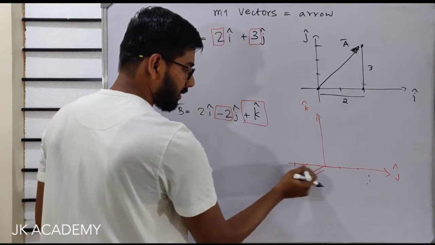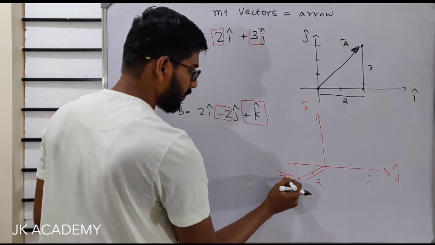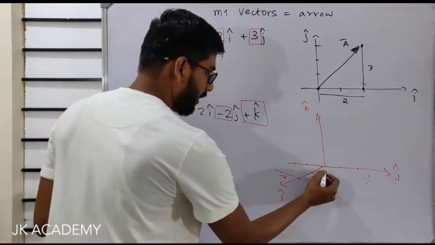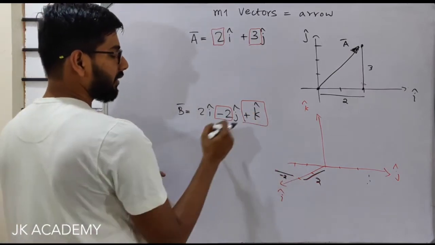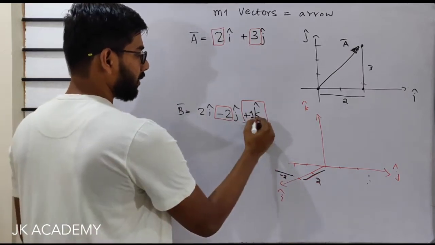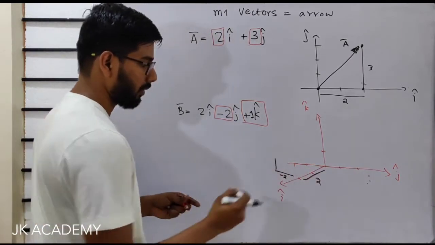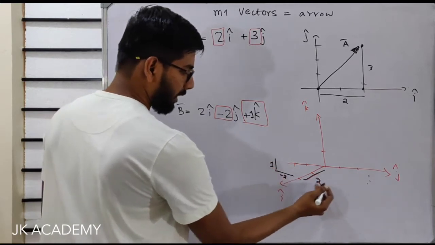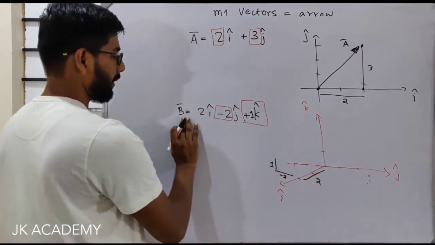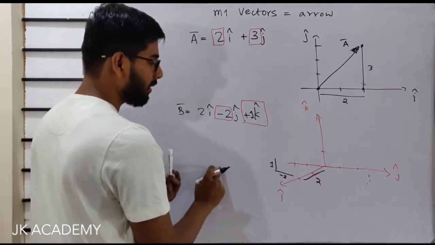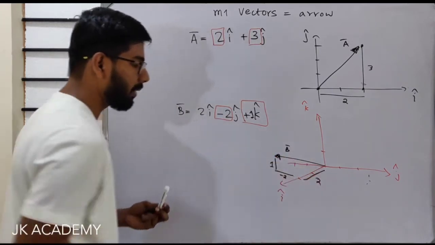So I will go this distance in this direction. This is my 2, this is my minus 2. And then beside k, if there is nothing, it means I have 1. So in the direction of k, I will go 1. So it is 2 times i minus 2 times j and 1 times k. b bar is equal to 2i cap minus 2j cap plus k cap. So the final vector will be like this. This is my b bar vector.